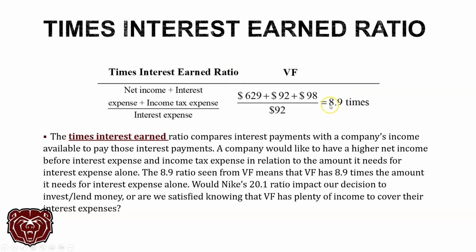Well, VF looks like they've got enough net income that they could pay interest expense 8.9 times. Okay, that's a good thing. That does not concern me very much. Now, if we look at Nike's ratio, they've got a 20-to-1 ratio, right? Again, not shocking that there's that much disparity there, because Nike is a much, much, much larger company, right?